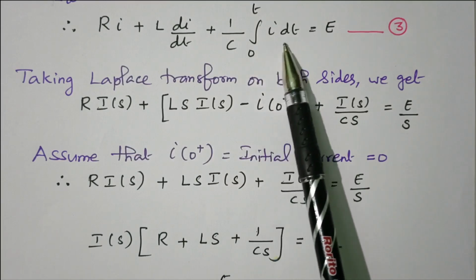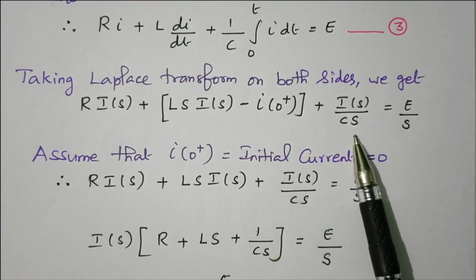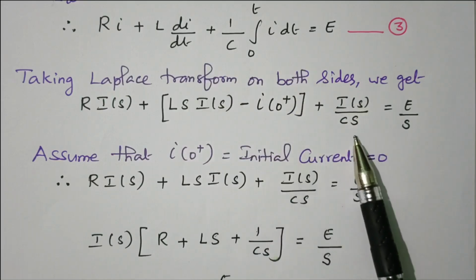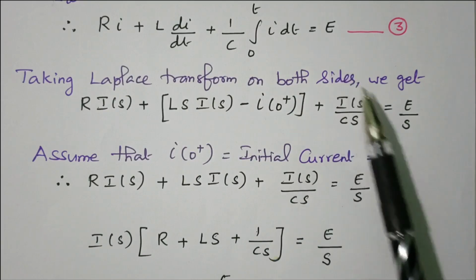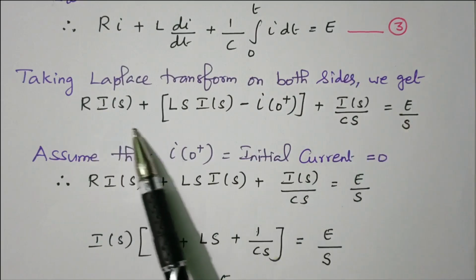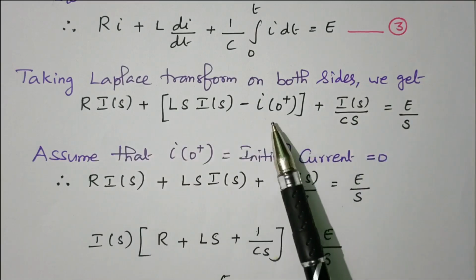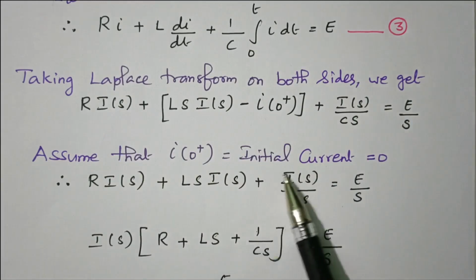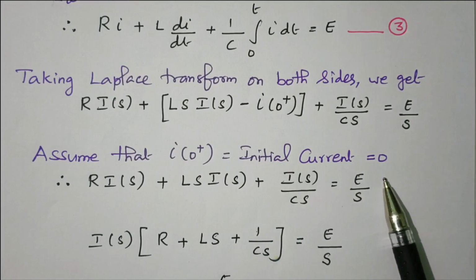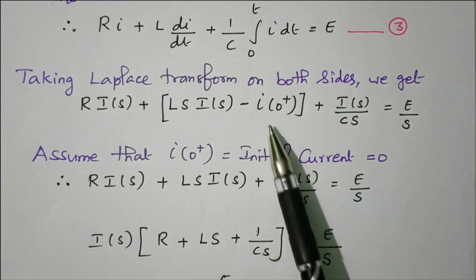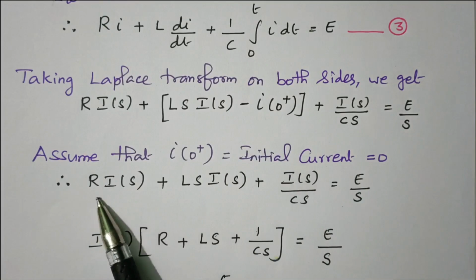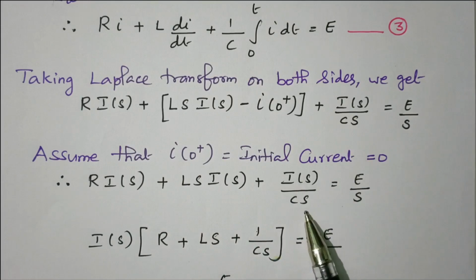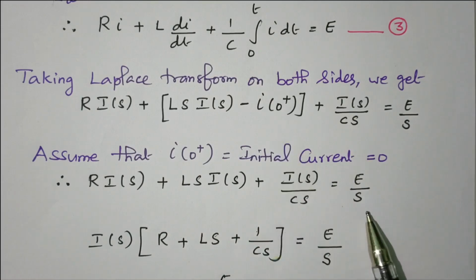Plus this 1 by C is there. So integral 0 to t of i dt is nothing but I of S divided by S. Differential means S into I of S. Integral means I of S divided by S. Then the Laplace transform of E is E by S. Right? Now we have taken the Laplace transform on both sides. Now assume that the initial current i of 0 plus is 0. There is no initial current. Already we assumed the initial charge is also 0. So this term is 0. So R into I of S plus L into S into I of S plus I of S divided by CS is equal to E by S.